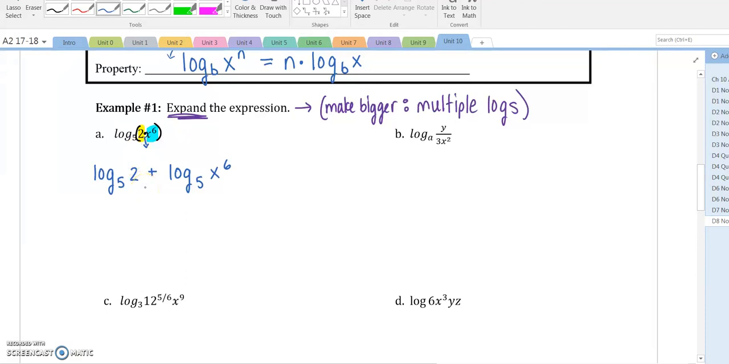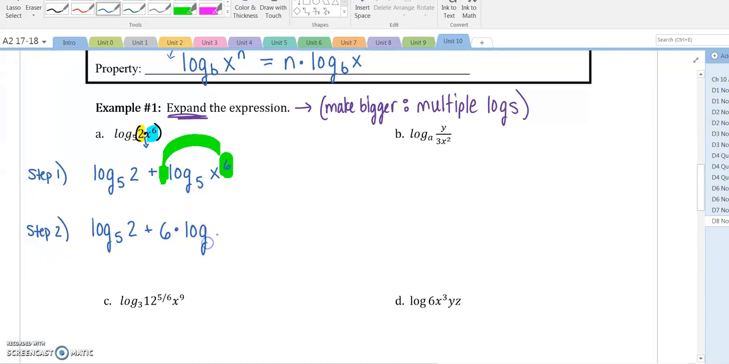And that's step 1. So step 1 is always to figure out how many factors there are so you know how many logs to write. So I'm just going to write over here step 1. Step 2 is going to be to take any exponents that you see and bring them to the front and change it to multiplying. I don't have an exponent here, so I'm going to leave that one as is. But since that second one has an exponent, I'm going to bring it to the front and turn it into multiplying. So 6 times log base 5 of x. And that would be it. I'd be done because they're separated and there's no more exponents.